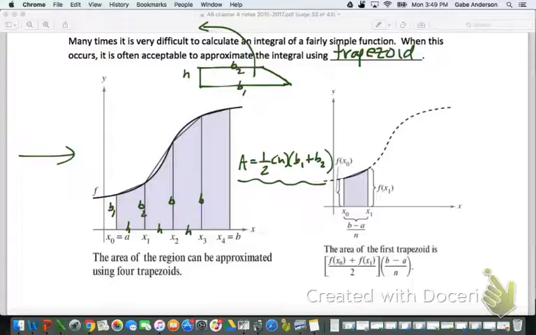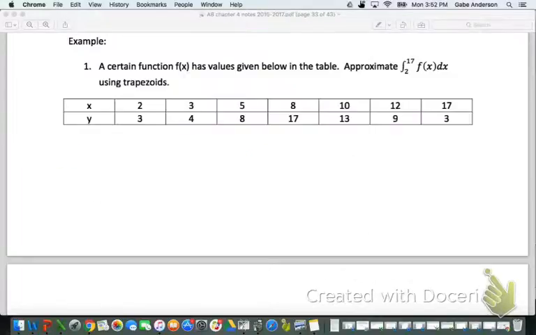Let's go ahead and take a look at our one and only example here. Okay, so a certain function f of x has values given in the table below. Approximate the integral from 2 to 17 using trapezoids. So sometimes it's handy to sketch a picture of a graph like this that's presented as a table. So I'm going to do that for a couple of these.